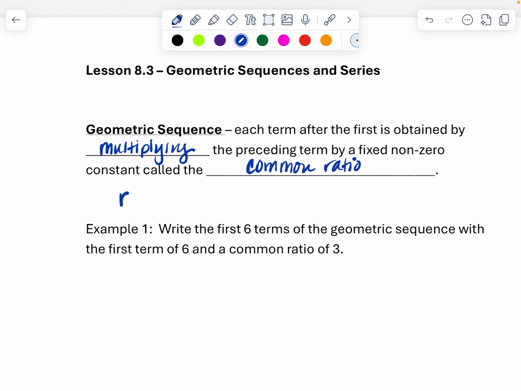So it's called R instead of D, and the easiest way to get it is to take the second term and divide by the first. Or you can take the third term and divide by the second, okay? So really it's just any term divided by the previous term.